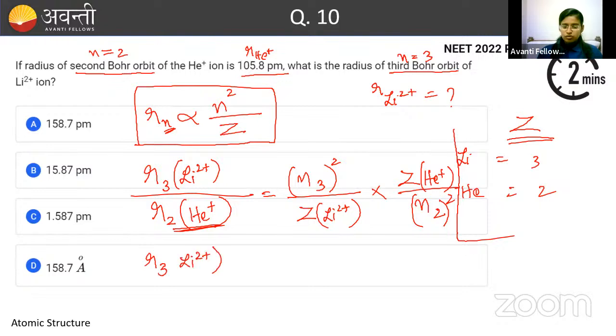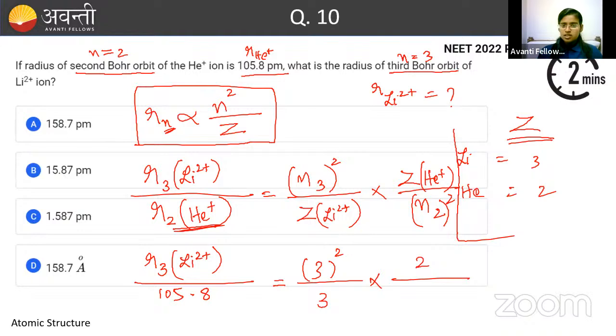This is what we have to find out. Divided by the radius of helium, which is given. It is 105.8 picometer, which is equal to n³. The n value is equal to 3. It is 3 square divided by the atomic number of lithium, which is 3, into the atomic number of helium, which is 2, divided by the n value for helium, which is 2. So it is 2 square.